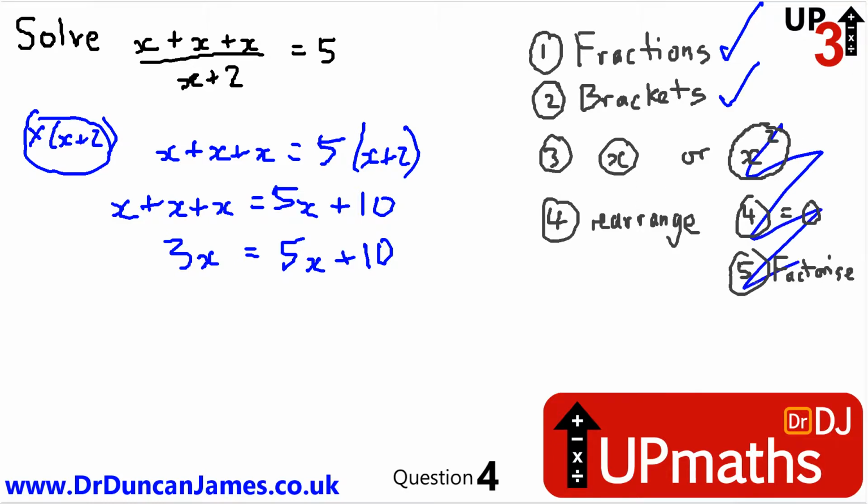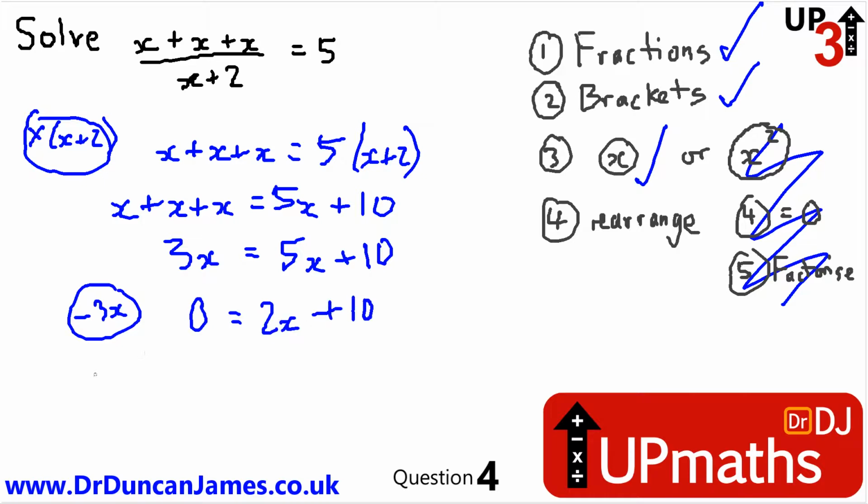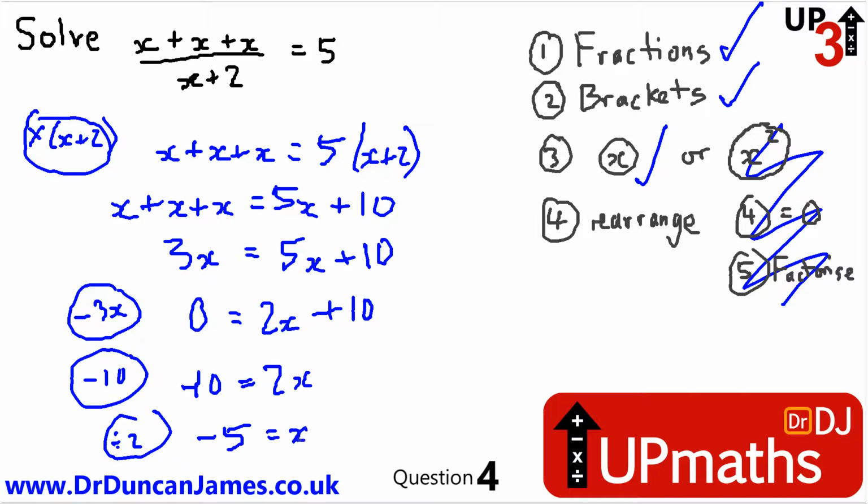There's no x squared, so it's just an x question, so we're just going to rearrange it into x on its own. So I'm going to minus 3x, because I'd like to take the 3x over to where there's more x's. Let's minus 10 from both sides, because I'm now pushing all the numbers away from the x. That's supposed to say minus 10 on the left hand side there. And then I'm going to divide by 2, which gives me a final answer of minus 5 equals x.